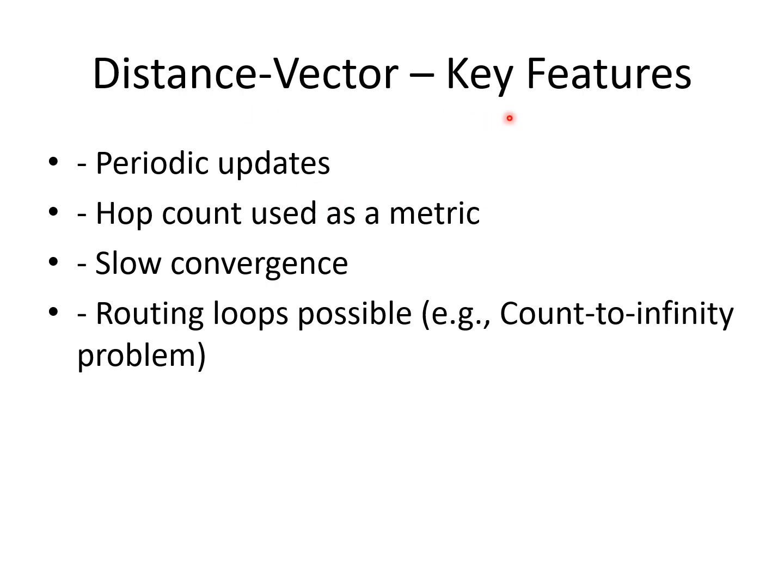Now, what are the key features of distance vector routing? It maintains periodic updates, hop count is used as a metric, convergence is slow, and routing loops can also occur.